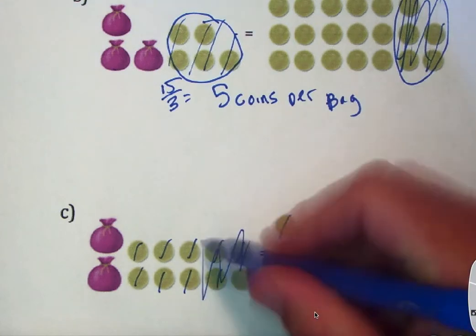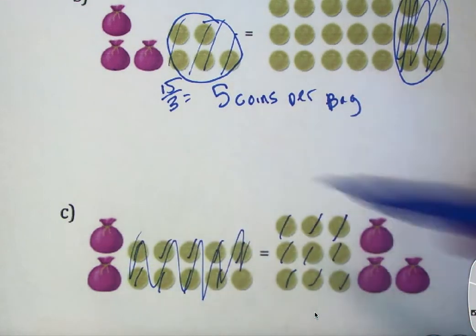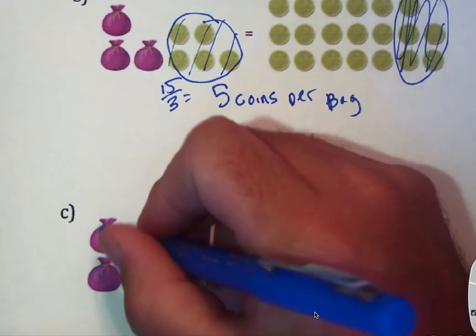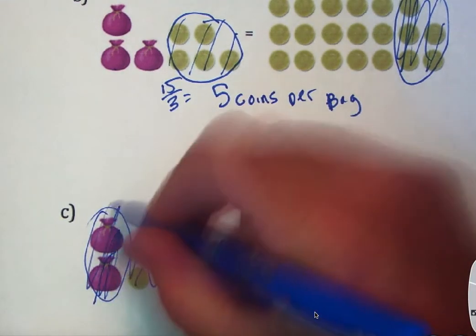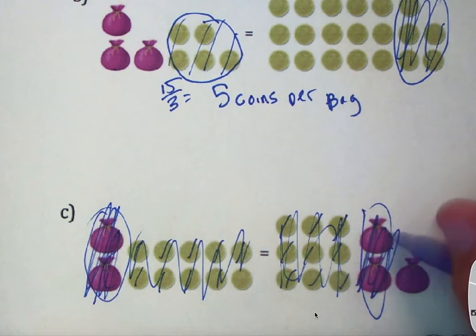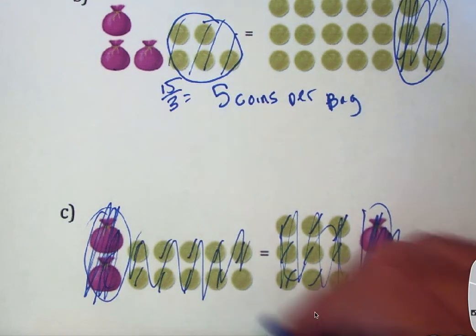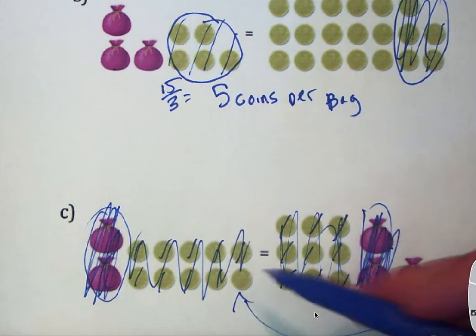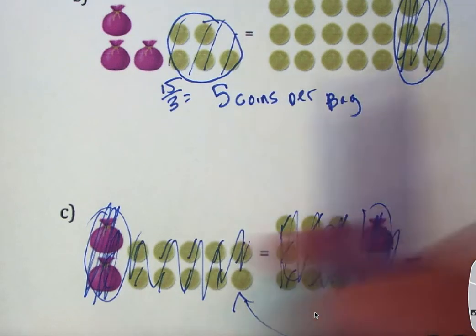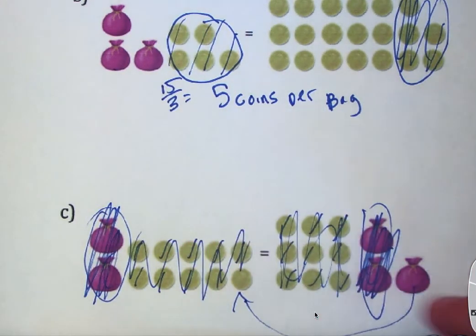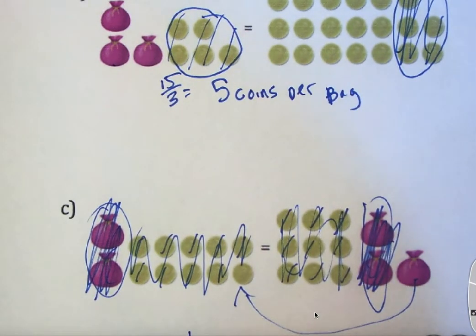And then someone often says, well, the bags have the same amount, just like the coins did. So why don't we just get rid of these 2 bags and these 2 bags? And that tells us that 1 bag has 1 coin. And we can check. 10 is 12, 9, 10, 11, 12. Yep. 1 coin per bag.